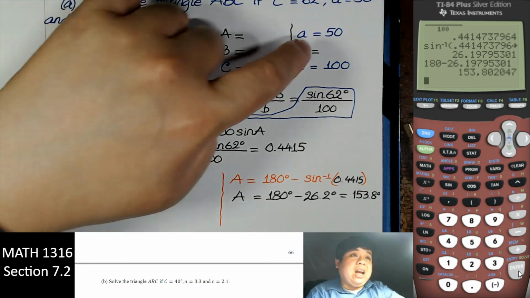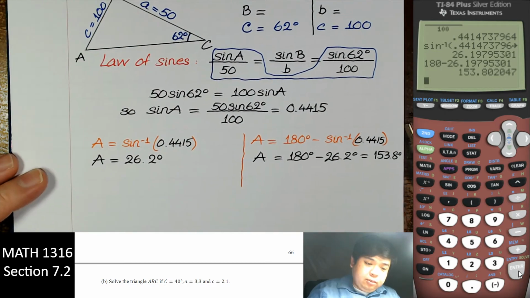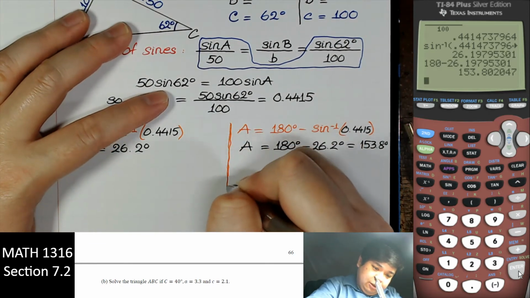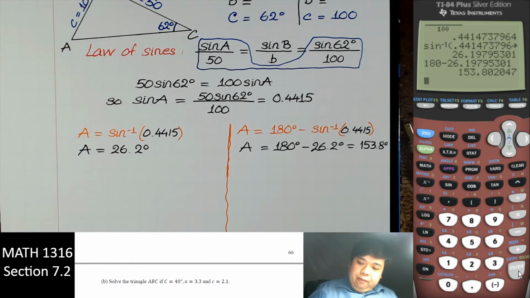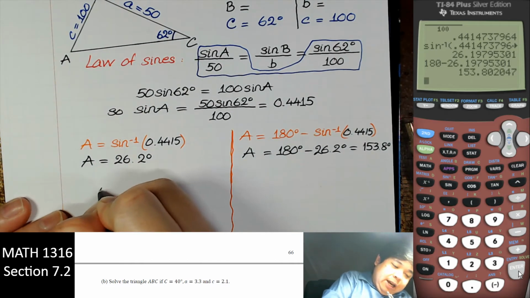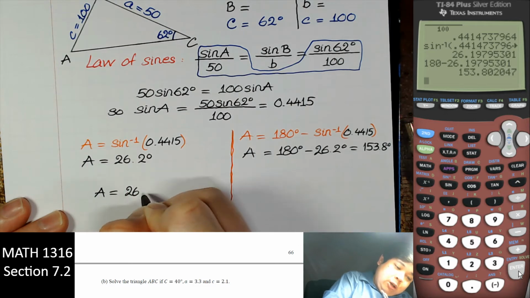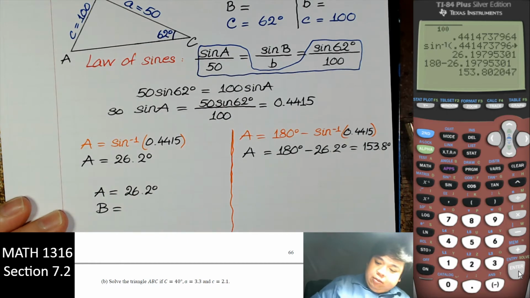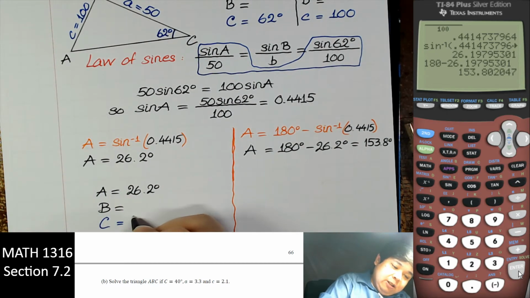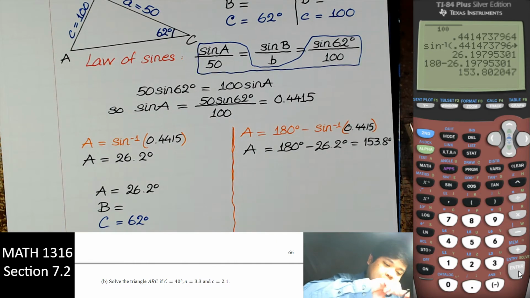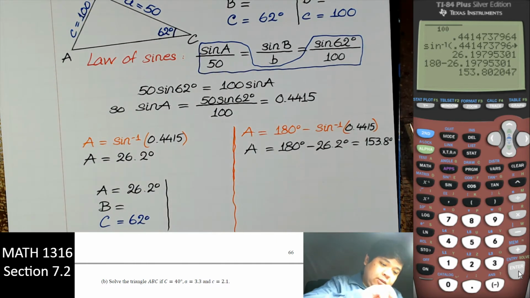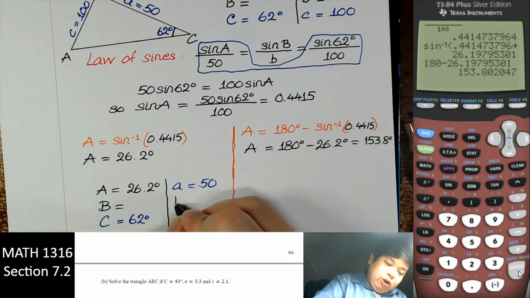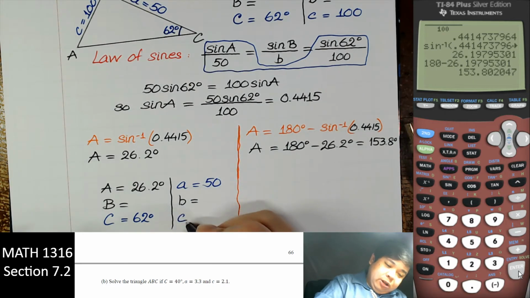Right. Let's put it back in these scenarios here. Let's see which one will work. Right. Now the A is 26.2. B still don't know. C is already given. A is 50. B we don't know. C is 100.